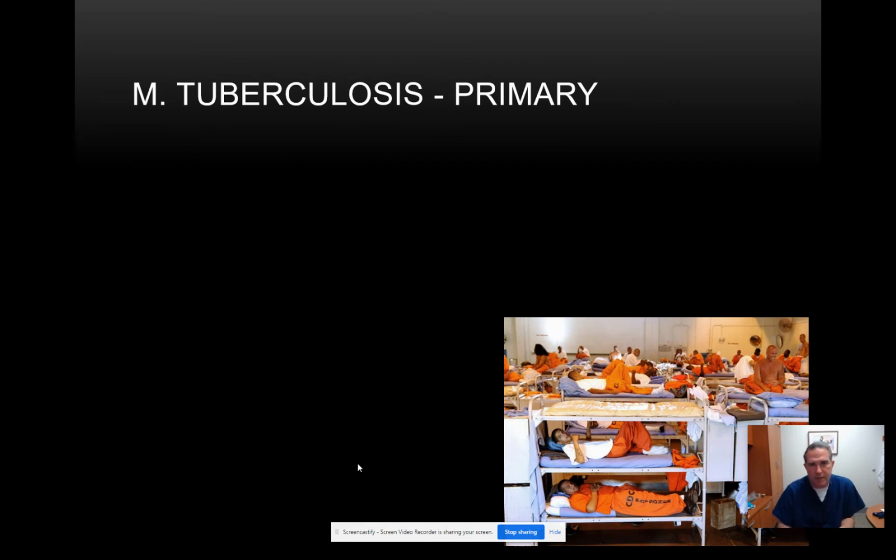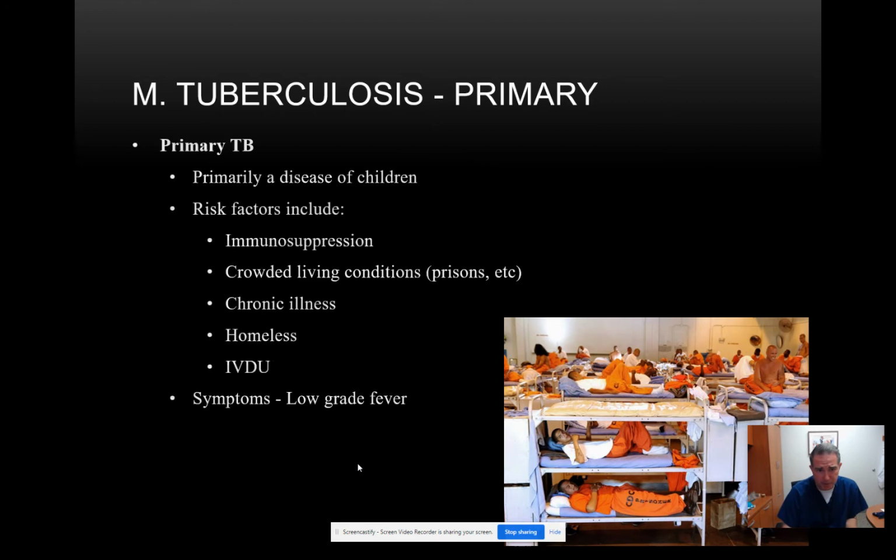It's important to understand the difference between primary tuberculosis and reactivation tuberculosis. So primary tuberculosis is usually a disease of children. They'll have a mild respiratory illness or really no symptoms at all. They usually won't see a doctor. They'll get better and no one really knows about it. That's the most common story for primary tuberculosis in children.